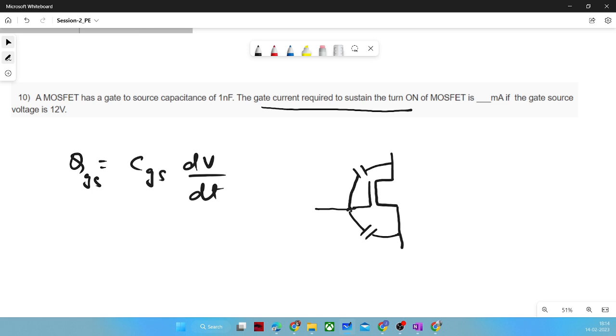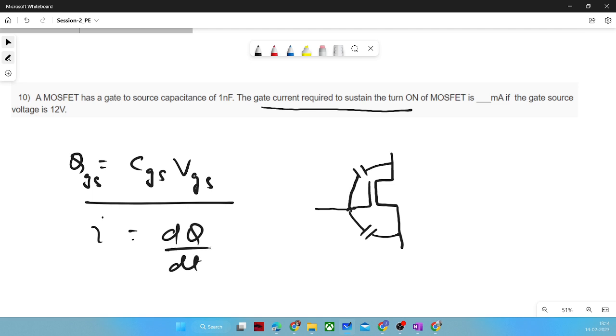Sorry, this will be Q equals CGS into VGS. So from this expression, you can calculate the charge present between gate and source, and after that, you can apply dq by dt, and you may put the time for turn on, and you have anyway this charge value, so you can go ahead with that. Basically, we can refer any MOSFET data sheet.